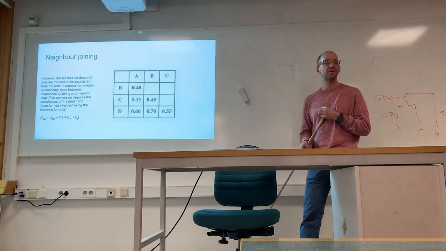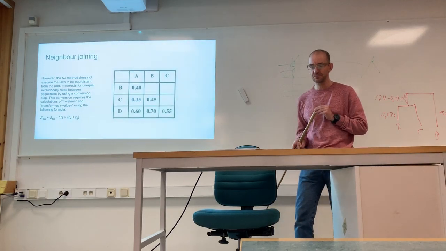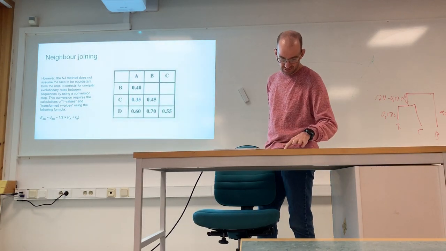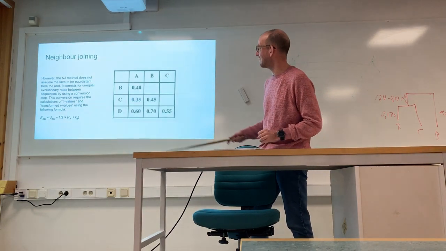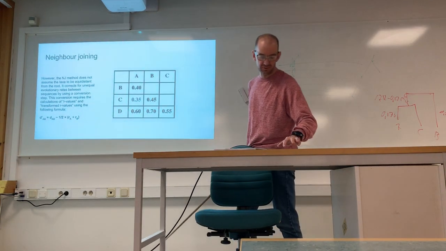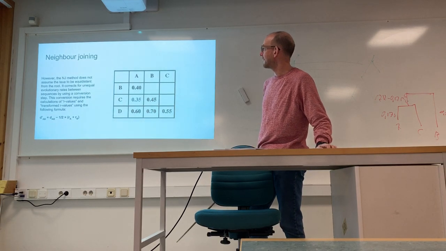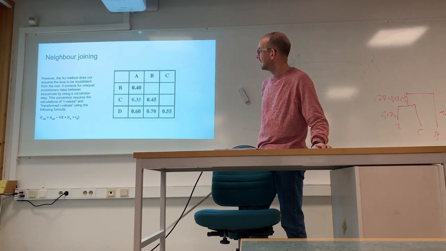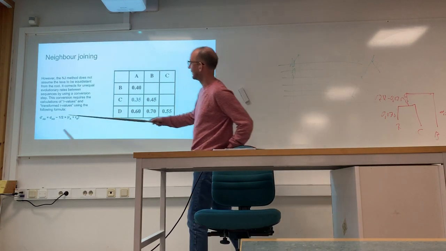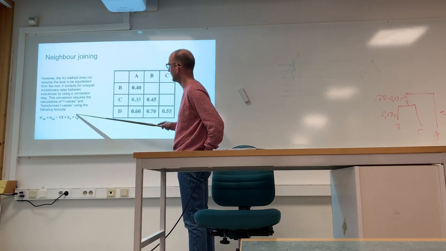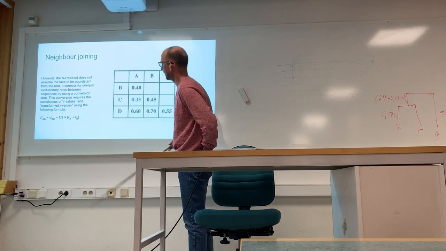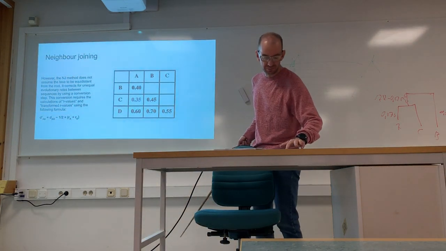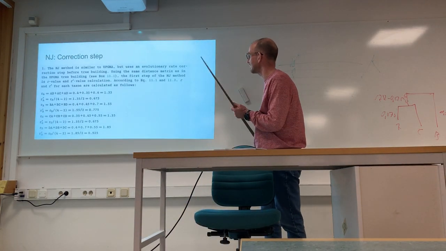It's exactly the same distance matrix as we had last time. And then you calculate what you call these R values, or transformed R values, which is basically a new distance that depends on the different evolution rates in RA and RB, in the two different branches.